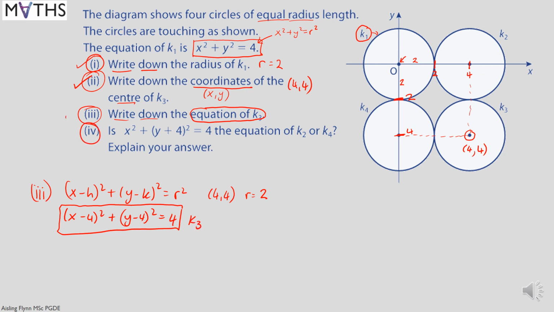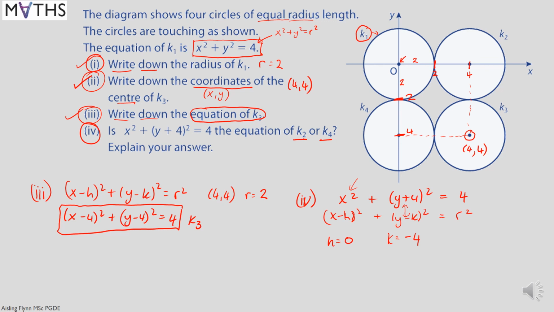Alright, and finally, part 4. Is x squared plus y plus 4 squared equals 4 the equation of k2 or k4? Okay, so let's take the equation and take out the information from it. So x squared plus y plus 4 squared equals 4. What we're looking for basically here is the coordinates of the center of the circle. So comparing to your x minus h squared plus your y minus k squared equals r squared, what can we see? We can see that h doesn't appear when we compare, so h was 0. And the y has plus 4, so the plus 4 has changed the sign from the formula, so k is minus 4.